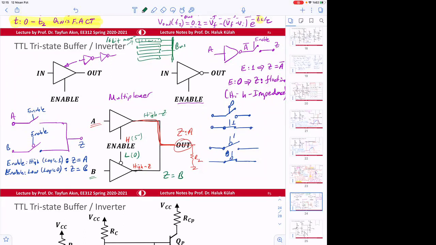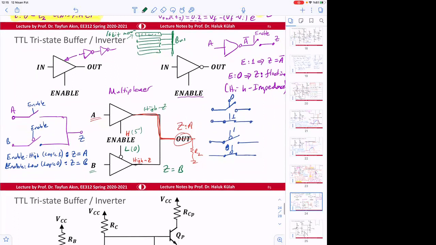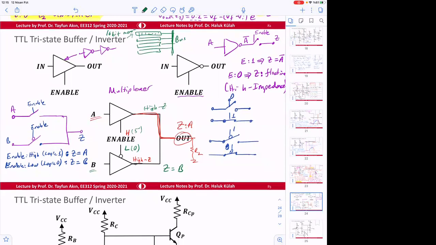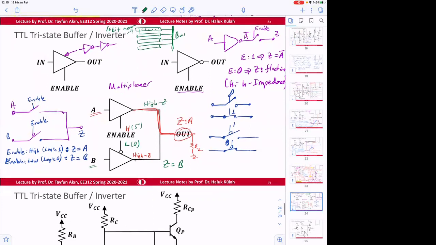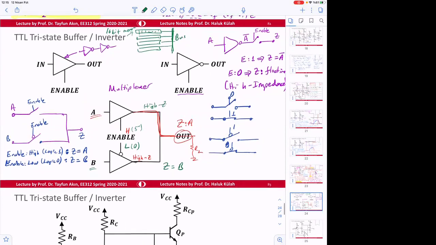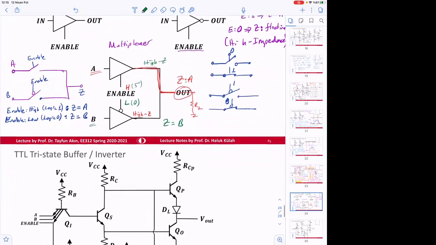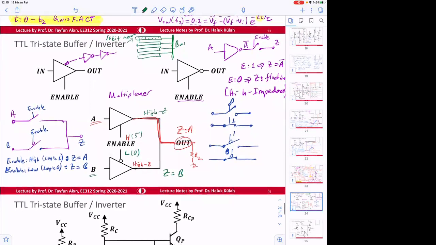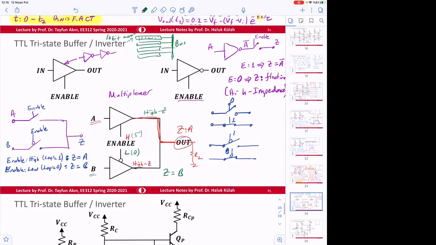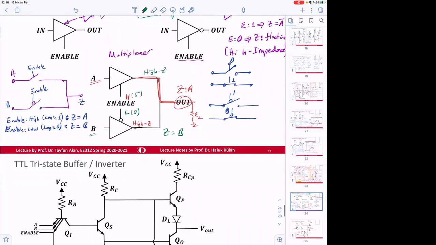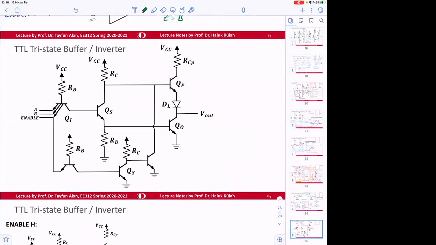So in summary, there is such an element, and the target of this course is to teach you how to implement such circuit elements, like NAND gate. How can we implement NAND in TTL? How can we implement NOR? How can we implement enable into such gates? That's one of the ways, for example.